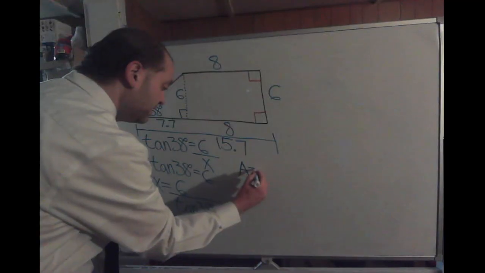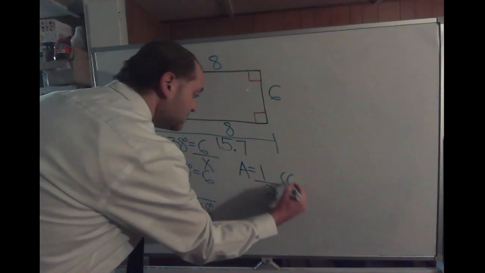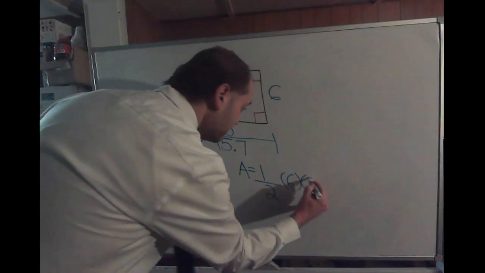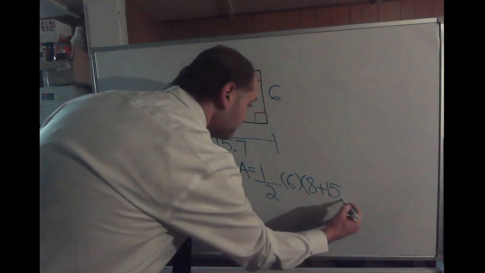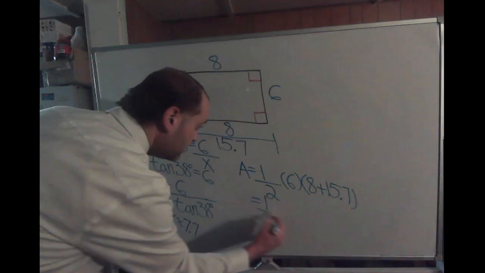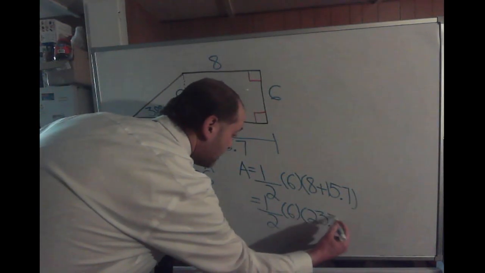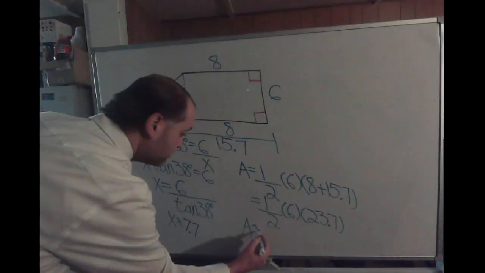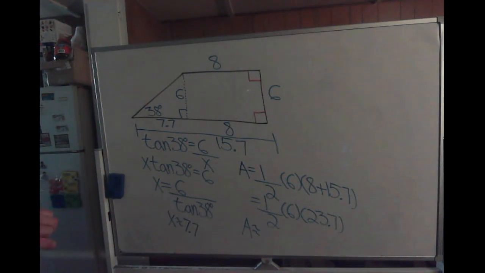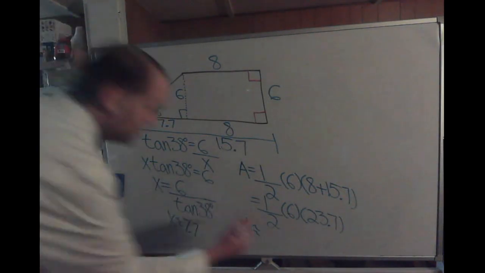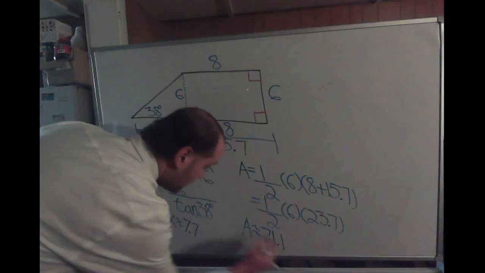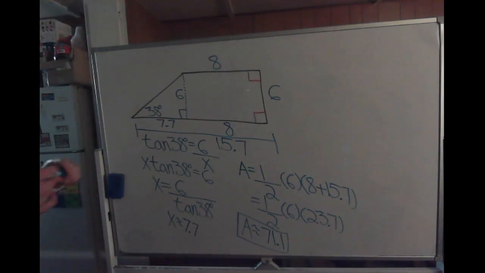So the area is going to be equal to half of that height of 6 times the sum of your two bases, which would be 8 plus 15.7, which would give you half of 6 times 23.7. Once we do all this, we'll get a decimal approximation to 1 decimal place. So that'd be 3 times 23.7, which would be 71.1. So the area of this trapezoid is approximately equal to 71.1 square units.